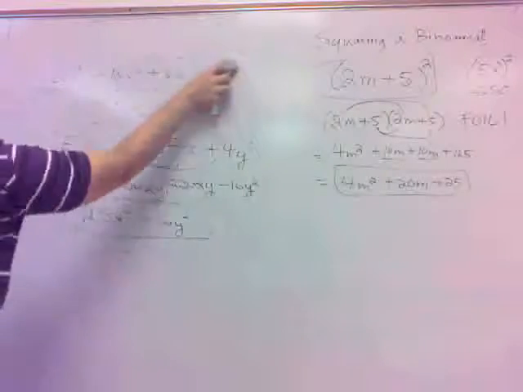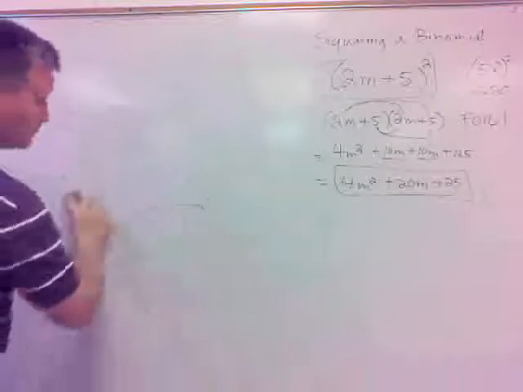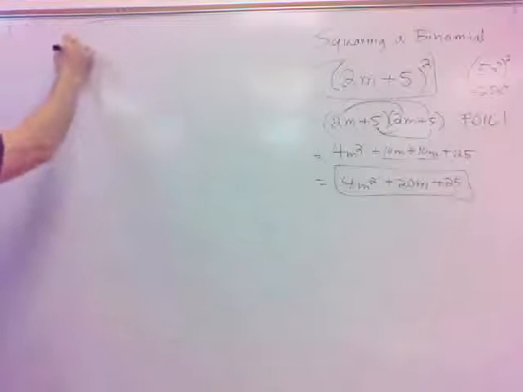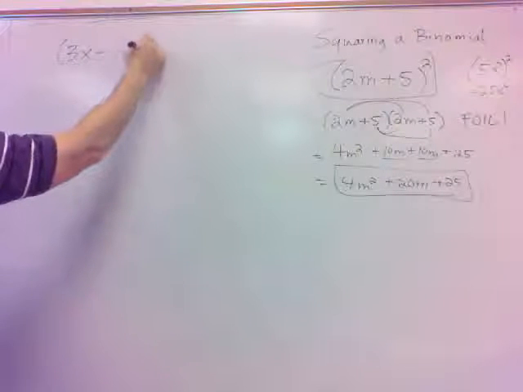All right, now what happens here? What if I had 3x minus 4 squared?